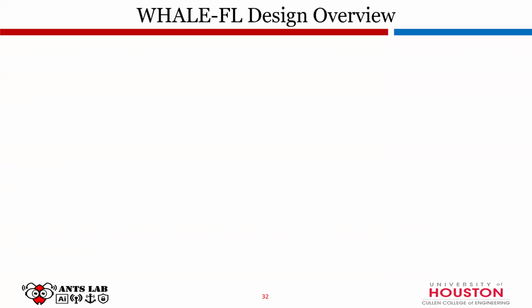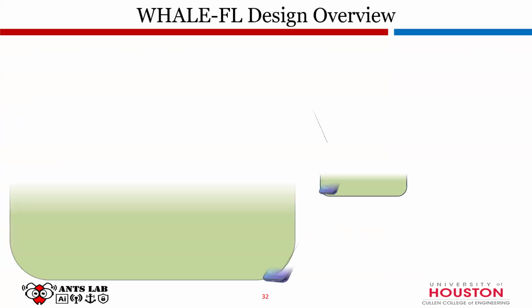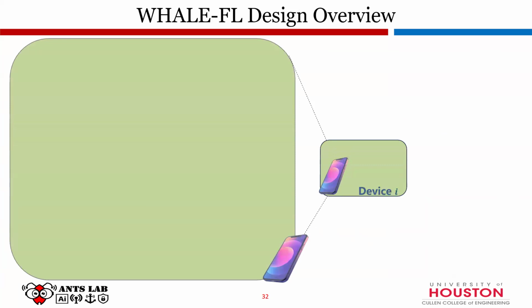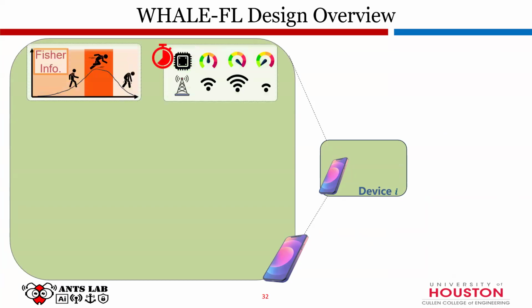So let's take a look at the WHALE-FL design overview. Let's say we have a device. This is a cell phone, and it is device i. And the process here is as follows. First, we want to collect the Fisher information and also the training time of the system, namely the computing time and the transmission time altogether.